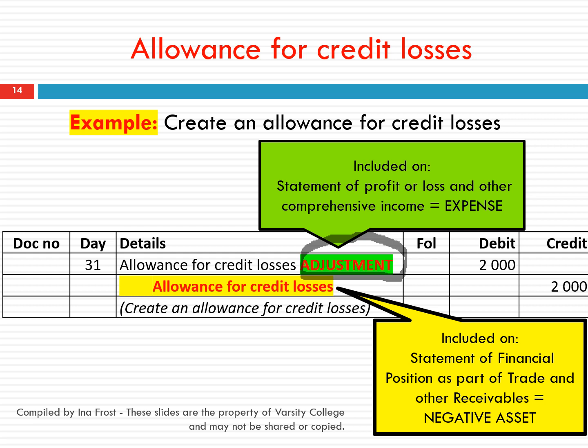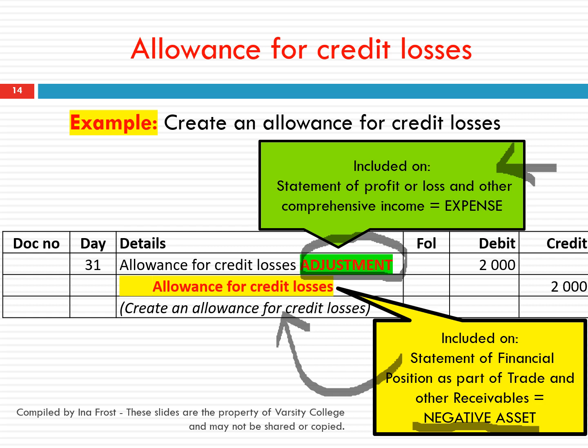And this account is an expense account, so if you look here in my green block, it will go to your statement of profit or loss and other comprehensive income. Then the credit lies in the allowance for credit losses account. And if you look in my yellow block down here, this account is referred to as a negative asset, and it will sit in your statement of financial position as part of your trade and other receivables.